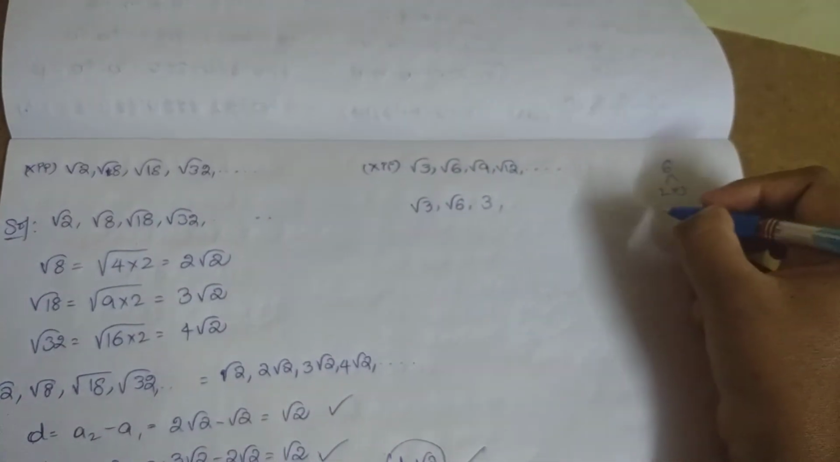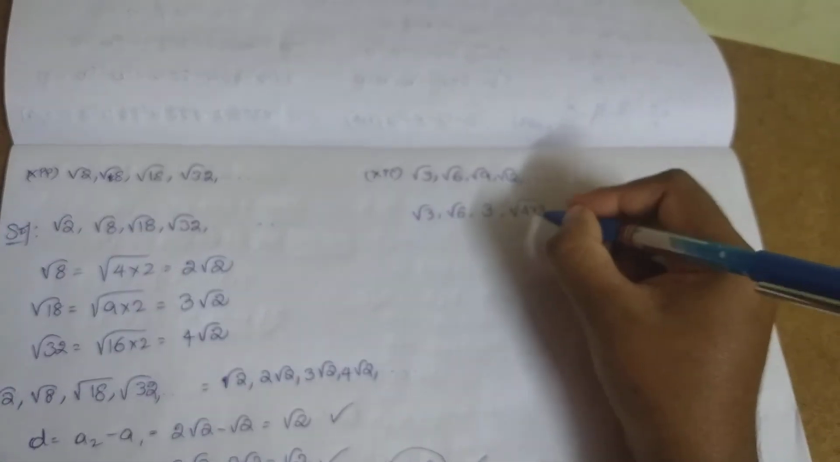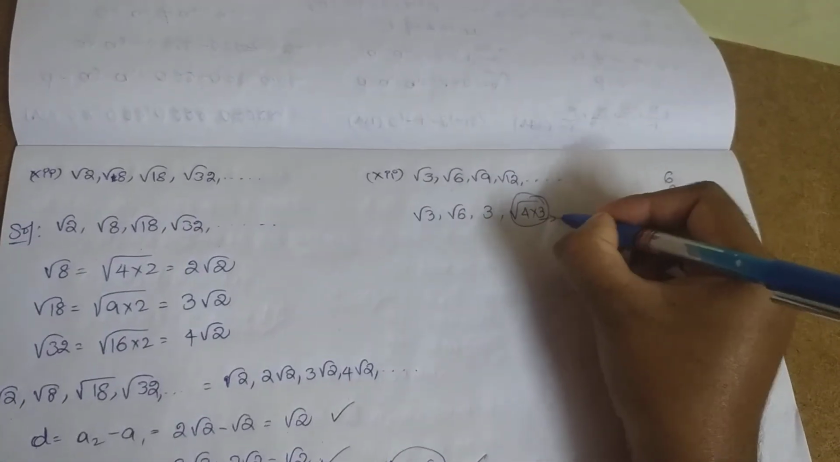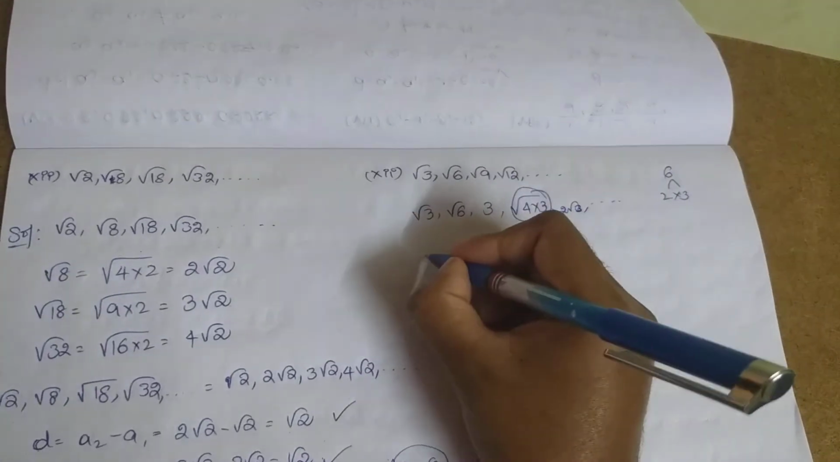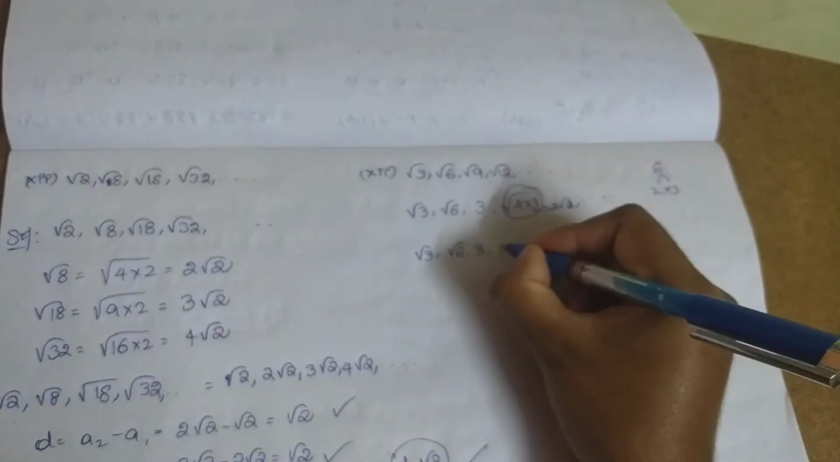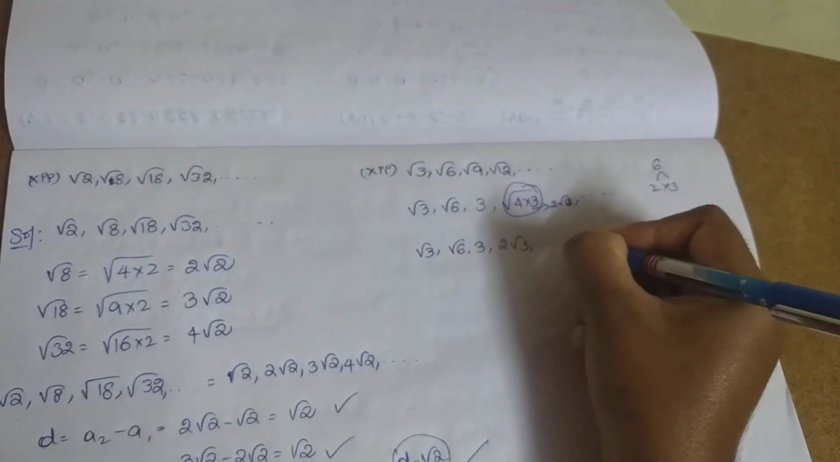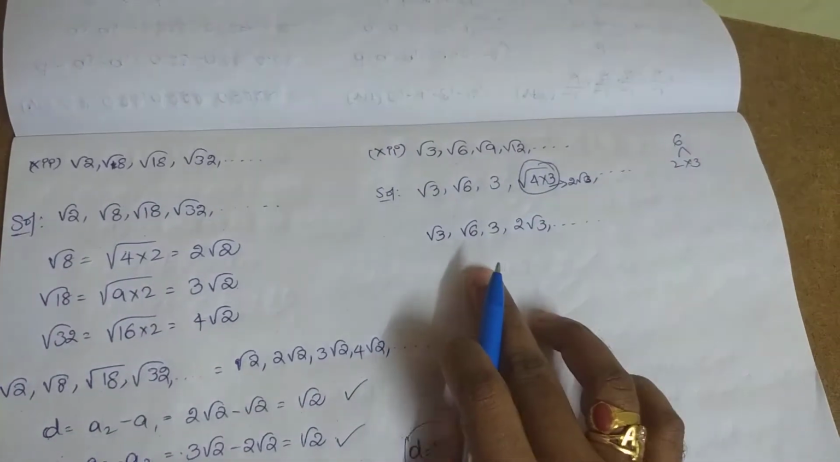What is root 12? Root 12 can be written as root of 4 into 3, so this can be written as 2 root 3, correct? Let me write it properly: root 3, root 6, 3, 2 root 3. So I have converted the given list of numbers into the proper form.